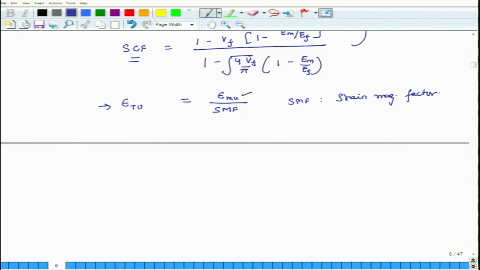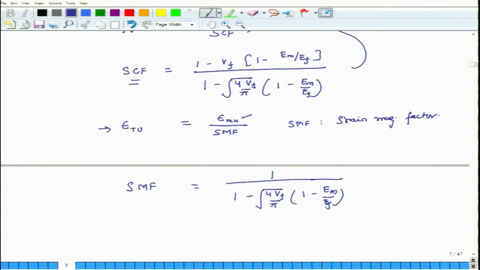And how do we compute SMF? So, SMF is equal to 1 over 1 minus 4 Vf over pi times 1 minus Em over Ef. It is important to understand this.